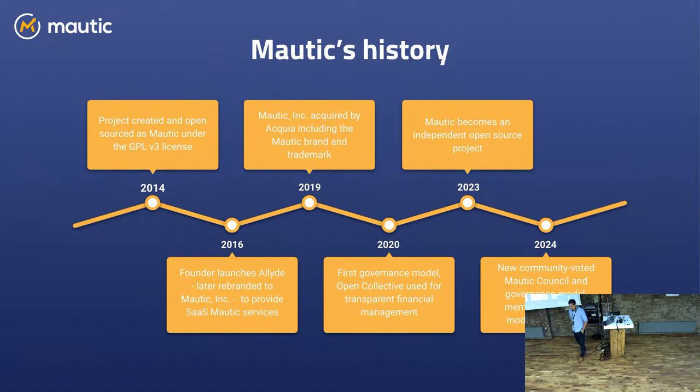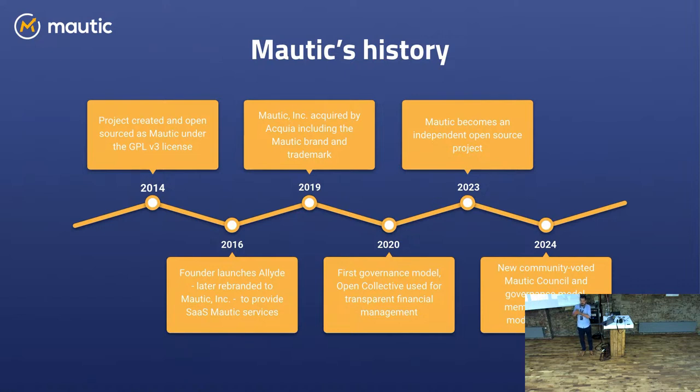A bit about the history. Mautic turns 10 years old this year. In 2014, it got released as an open source platform. It was acquired by Acquia in 2019. And then last year, it got spun out as an independent organization.